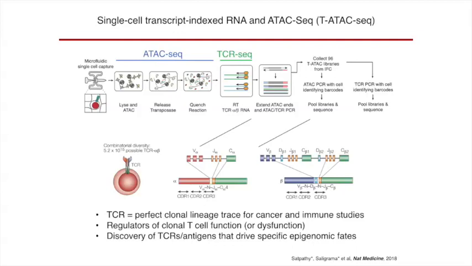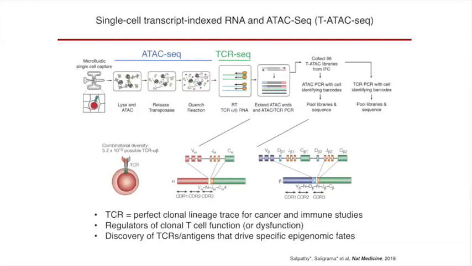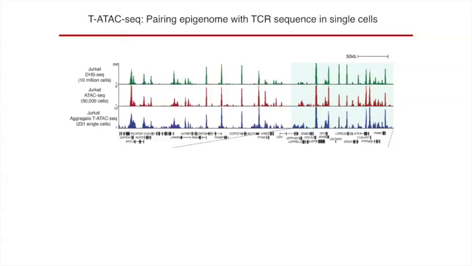Okay? And so of course I don't need to tell this audience the reason to do TCR sequencing is that you can get a lineage trace of the cell, so you can follow the cell over time in response, for example, in a tumor. And then you can pair that with the epigenomic information, which might identify regulators of that cell state. Okay, so what does the data look like?